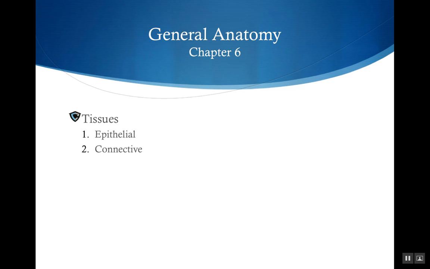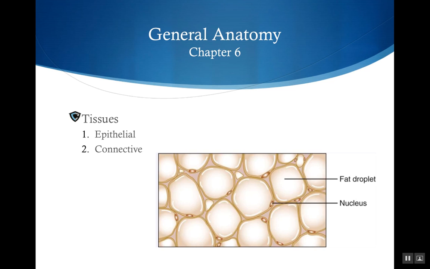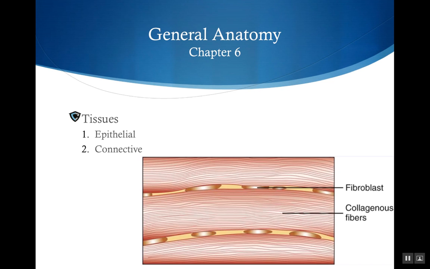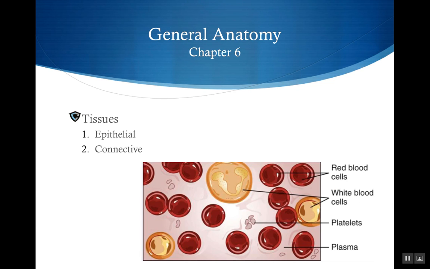The second type of tissue that we're going to talk about is connective tissue. Connective tissue provides support for the body, and it connects the organs and the tissues. Examples of connective tissue include fat, bone, ligaments and tendons, and also blood. Okay, blood is not something you normally think about when you think about connective tissue. You think more of the bone, the fat, the cartilage, and the ligaments and tendons, but blood is also considered a connective tissue.